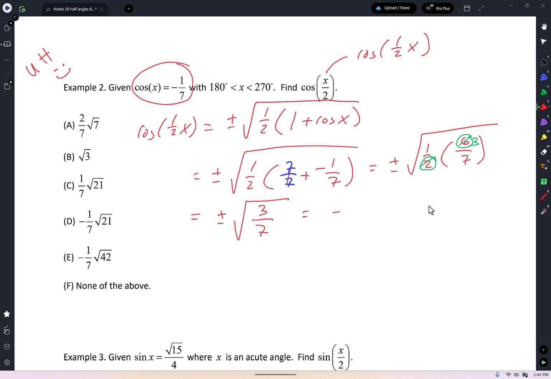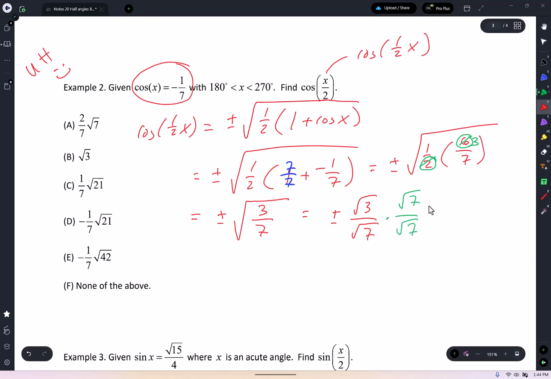So law of exponents, I can go plus minus square root of 3 over square root of 7. And then if I want to rationalize this, I'll multiply the top and bottom by square root of 7 over square root of 7. And I know some of you don't need to show that. You can just do it immediately. Plus minus 7 times 3 is 21, and then over 7.